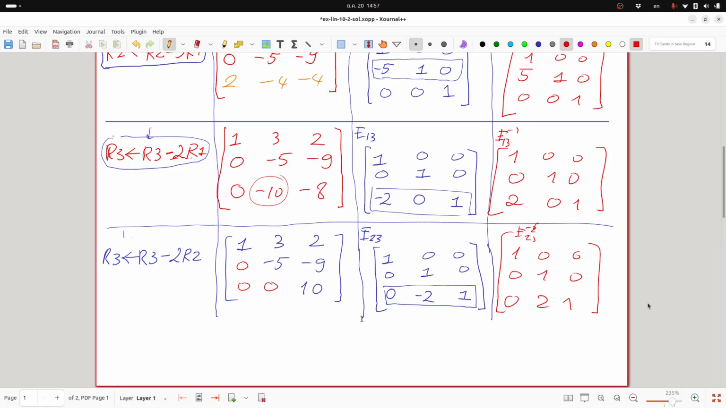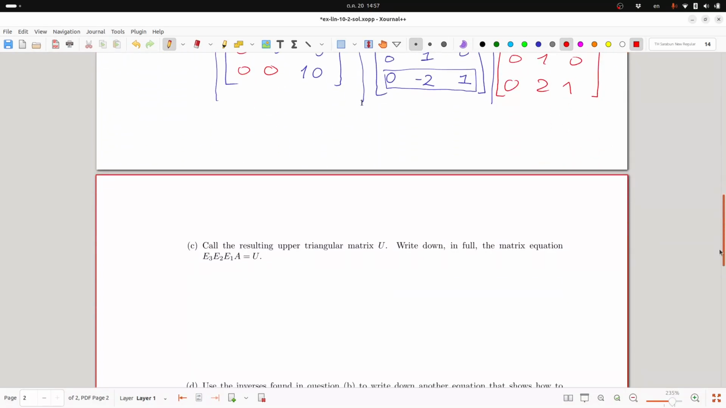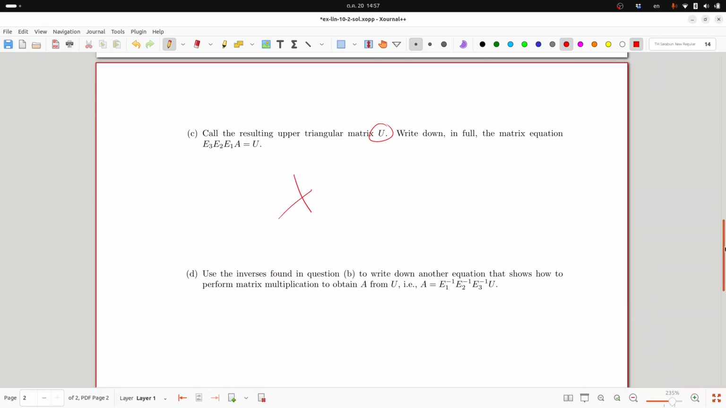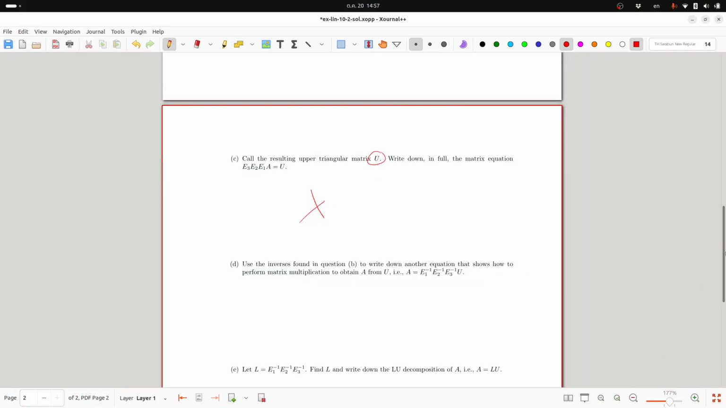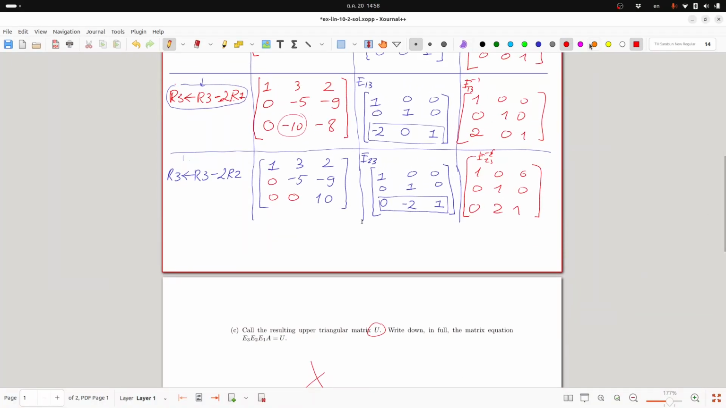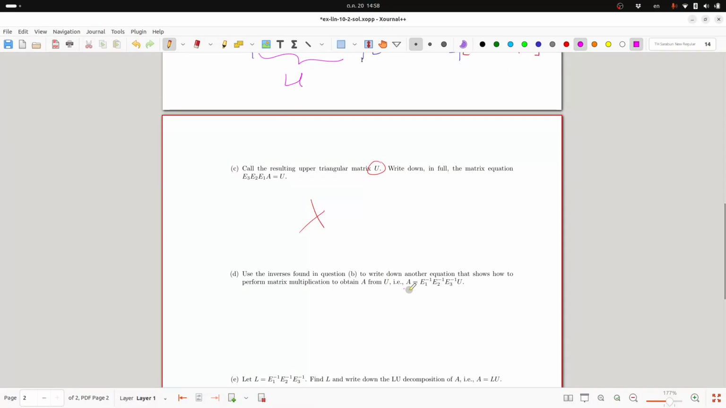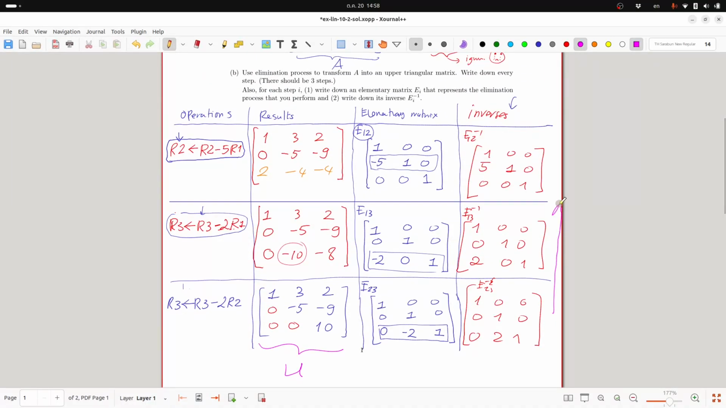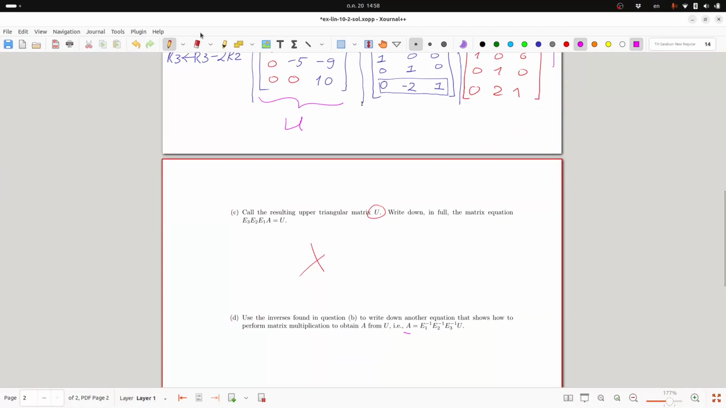Okay, after you get all the matrices, the last few steps is just to write them down. So if you follow this, if you write all the matrices, you can skip step C. Okay, call this matrix U. So to get this, you need to write U times all these matrices. So you multiply them back, right? So you don't have to write them down, but let me write them down so that you know what we are doing.